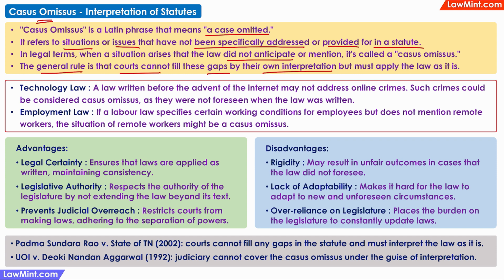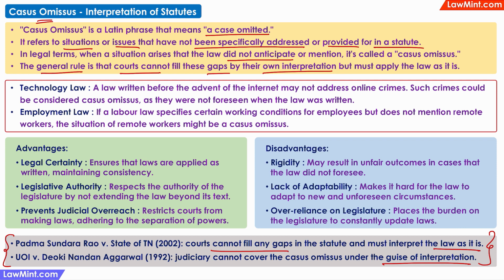Here, the judges should not try to plug the gaps through their own interpretations. It is up to the legislature to decide how they wish to address these issues around these new technologies and create appropriate laws. This rule has been reconfirmed by the courts in some landmark cases, that the judges should interpret the law as is and not attempt to fill significant gaps in the statutes in the guise of interpretation.